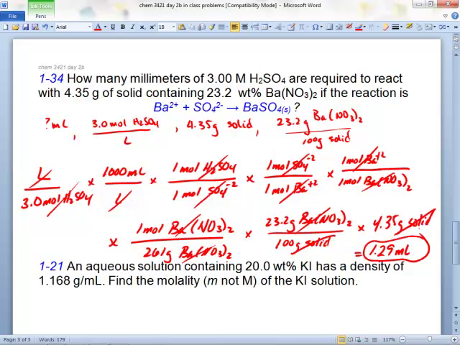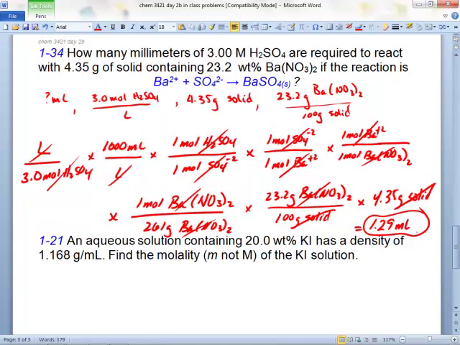Okay. How about 21? Anybody get an answer for 21? Stuck on 21? Okay. Find the molality. So what is molality? Write that out somewhere. Otherwise, you don't even know what you're going after. It's moles of solute all over kilograms of solvent. But we got to be more specific here. Moles of KI all over what?